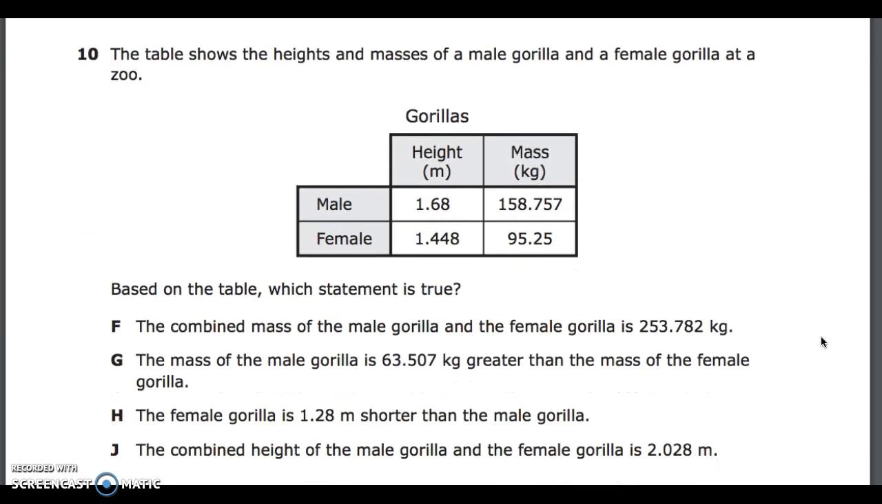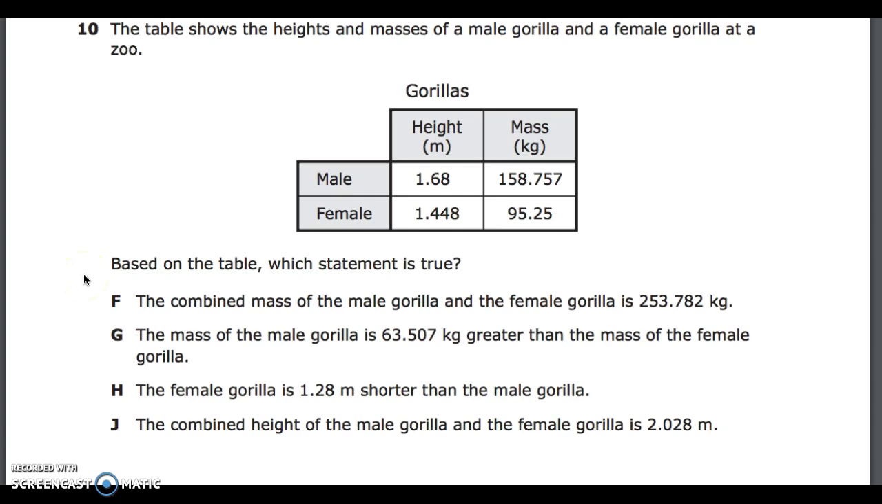Number 10. The table shows the heights and masses of a male gorilla and a female gorilla at a zoo. Gorillas. Height, mass. Male, female. Based on the table, which statement is true? F. The combined mass of the male gorilla and the female gorilla is 253.782 kilograms.